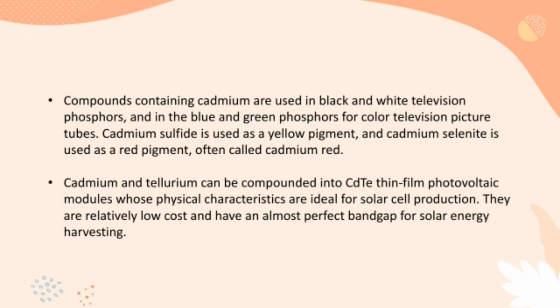Cadmium and tellurium can be compounded into CdTe thin film photovoltaic modules whose physical characteristics are ideal for solar cell production. They are relatively low cost and have an almost perfect band gap for solar energy harvesting.